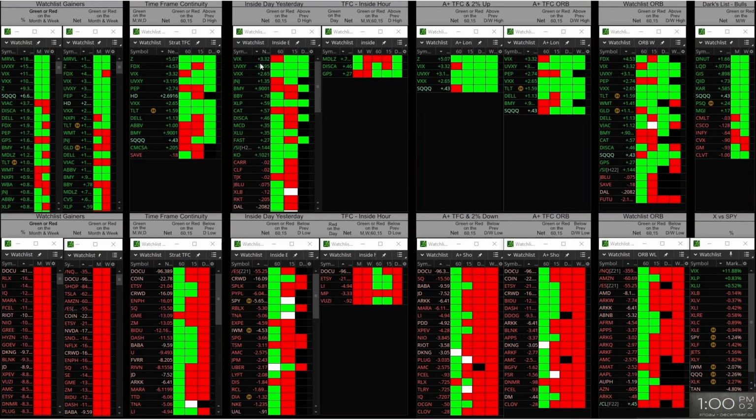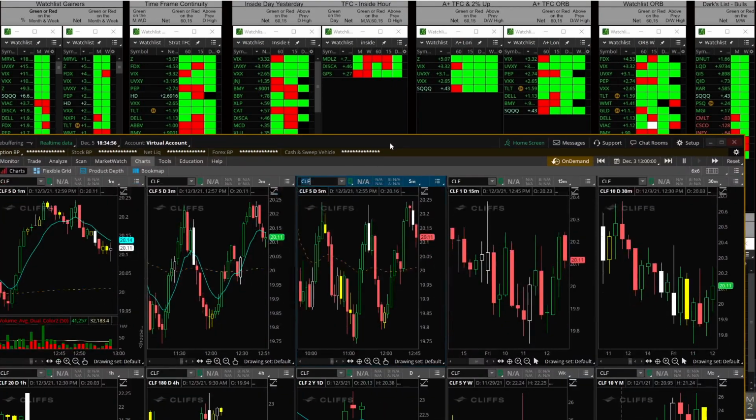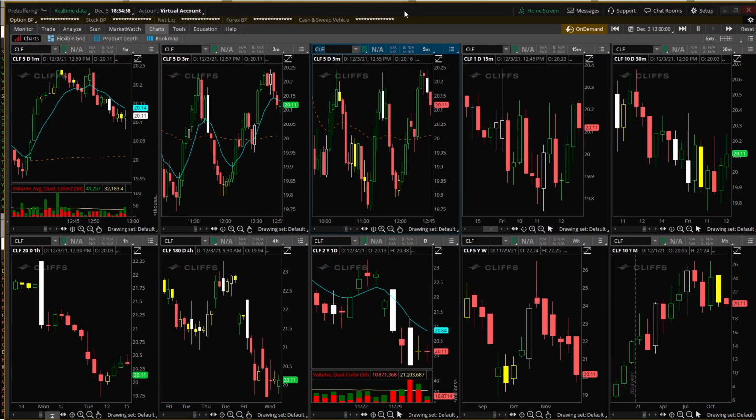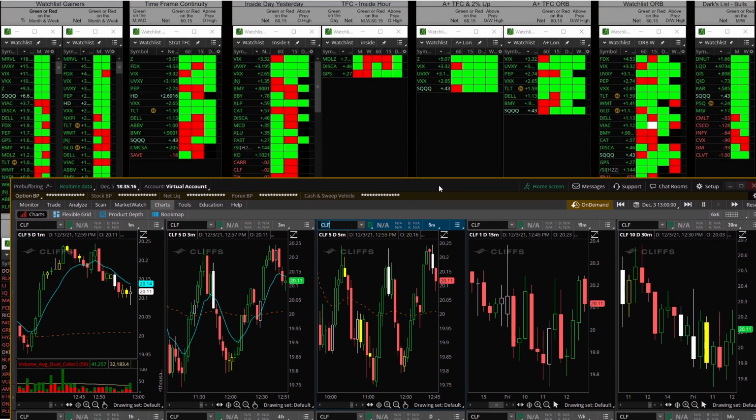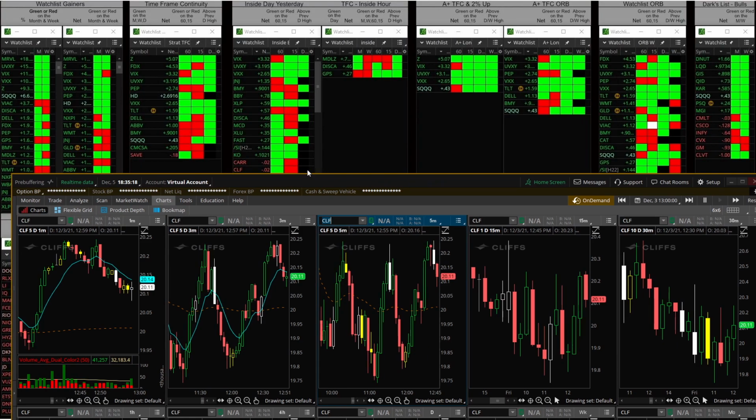CLF. Oh, I'm sorry, this is an inside day bar. It's not a time frame continuity. So this is inside day. I'm looking at the wrong scan. So this is a previous day here, inside day. Okay, red on the week, red on the month. Right now it's red on the day, and we're trading below. Look here. We're not trading above the previous day's range.